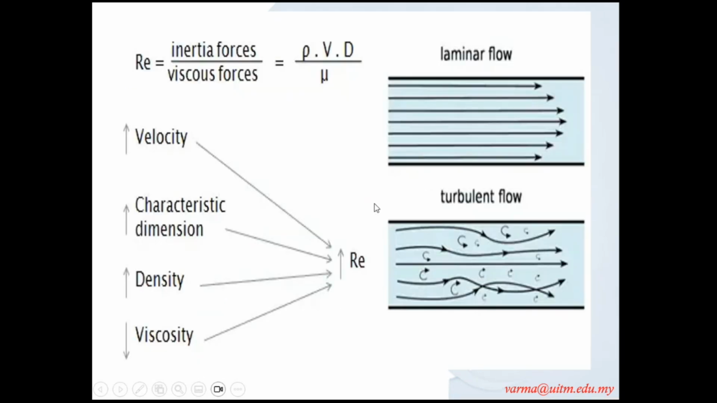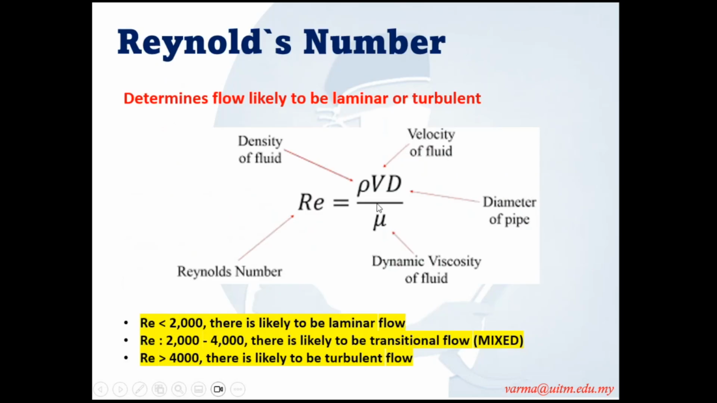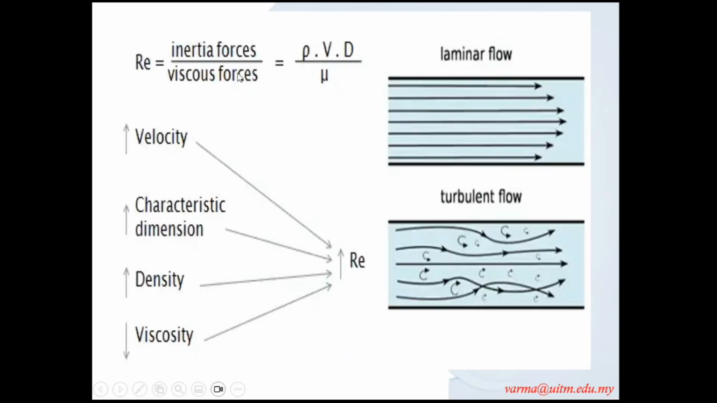So you can see here Reynolds number is based on inertial forces over viscous forces. All these are inertia. The density, velocity, and diameter determine the inertia, the momentum of the fluid, whereas the viscosity is against the momentum, the viscous forces. So Reynolds number increases if velocity increases, characteristic dimension, which means the diameter, increases, or density increases. A reduction in viscosity will increase the Reynolds number.